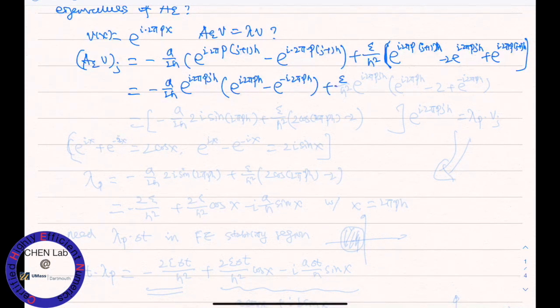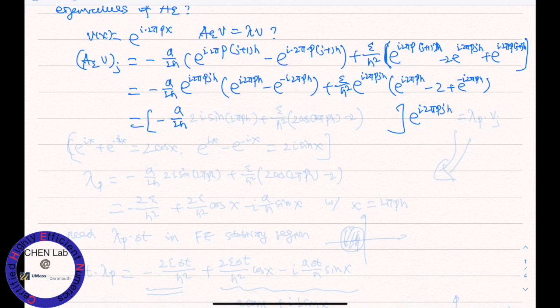Plus next time we can also factor out e^(i 2 pi p jh). Then we have e^(i 2 pi ph) minus 2 plus e^(-i 2 pi ph). Okay? So this is just nothing but negative a over 2 pi. All right? We're going to leave out this e^(i 2 pi p jh) outside.